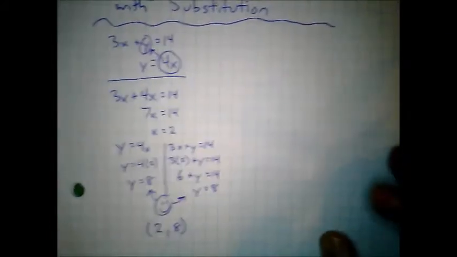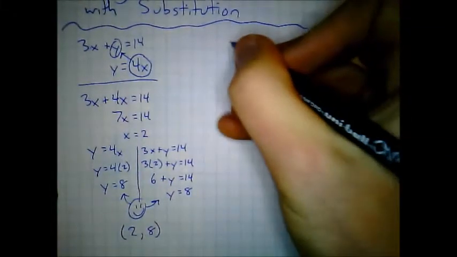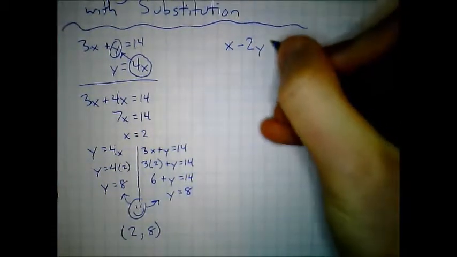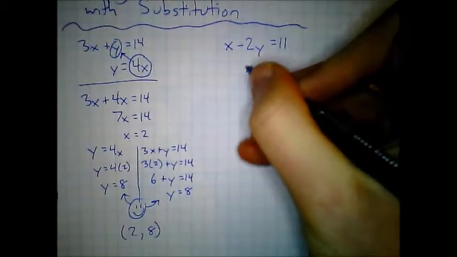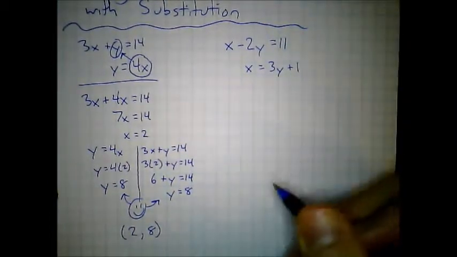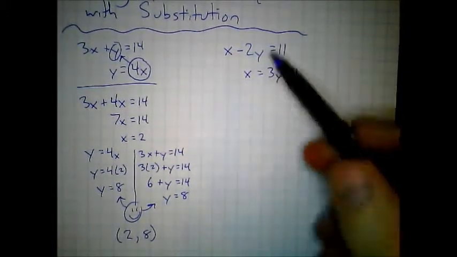So let's look at another example before you try some on your own. Let's say we have x minus 2y equals 11, and x equals 3y plus 1. Now there's two things different about this system of equations.